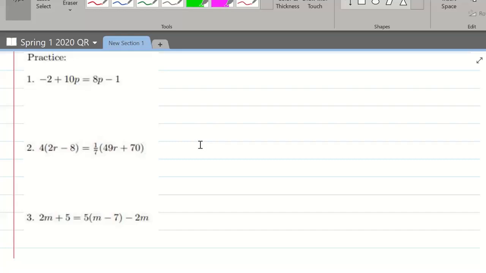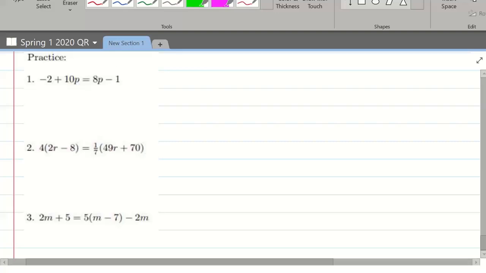First thing we want to do is move around. Whenever you have these type of questions, we want to move all the variables to one side and all the regular numbers to the other side, right? And we want to move the smaller one, not the bigger one, right? So we have p on the left side and we have p on the right side. We have 10p and 8p, right? We want to move the variables to one side. So we look at what's bigger, 10p or 8p, right? Obviously 10p is bigger, so we move the smaller one.